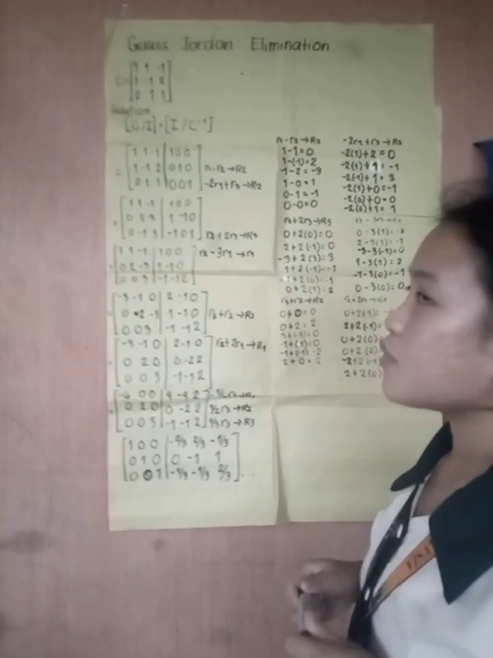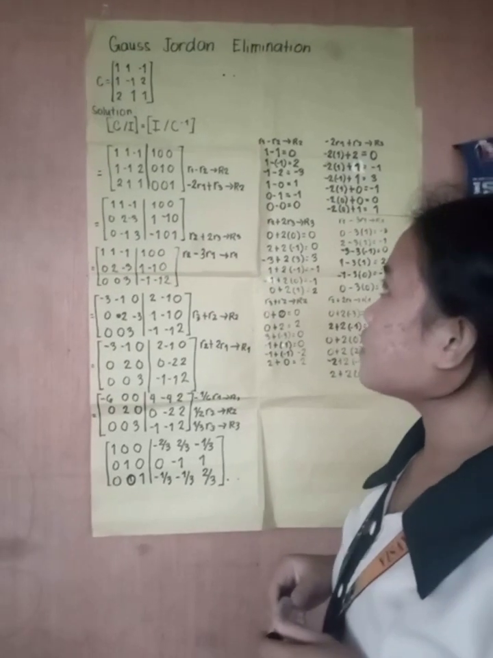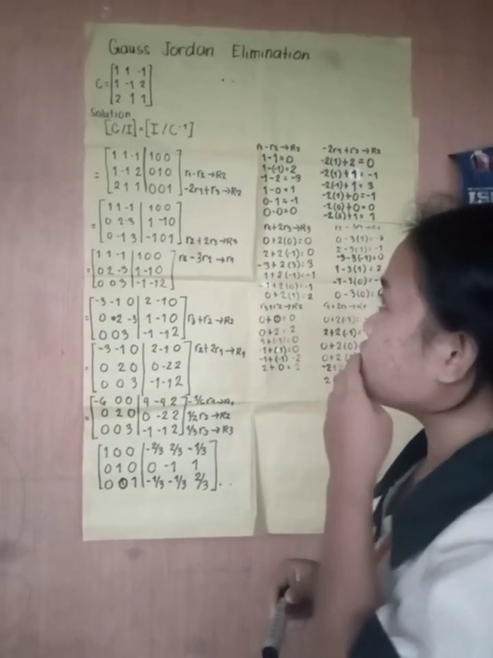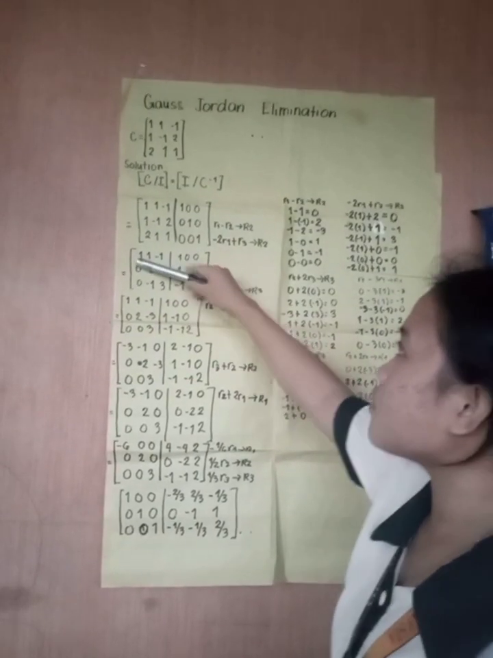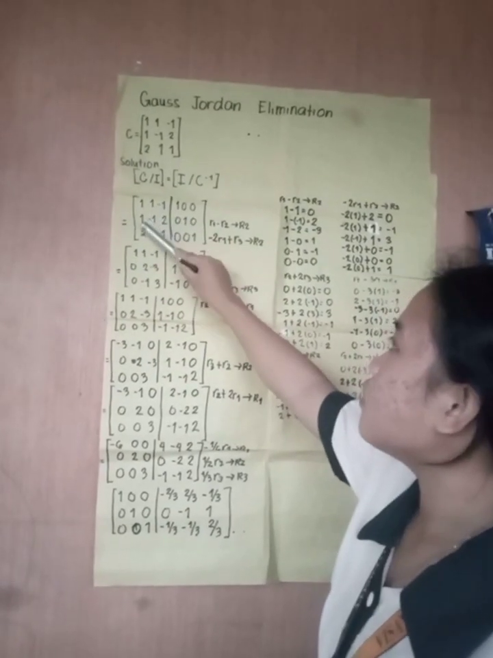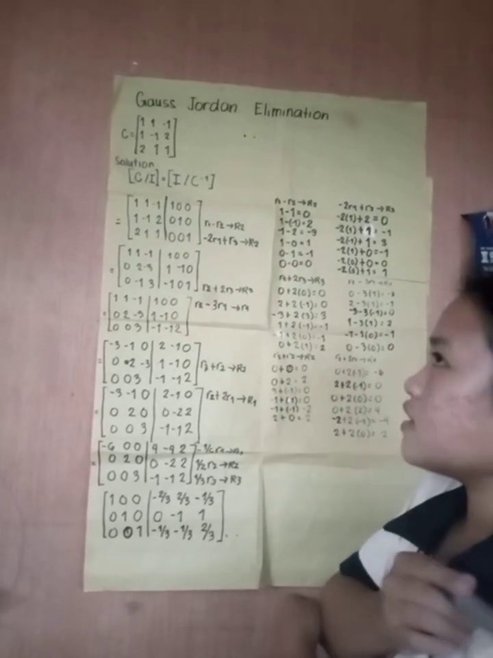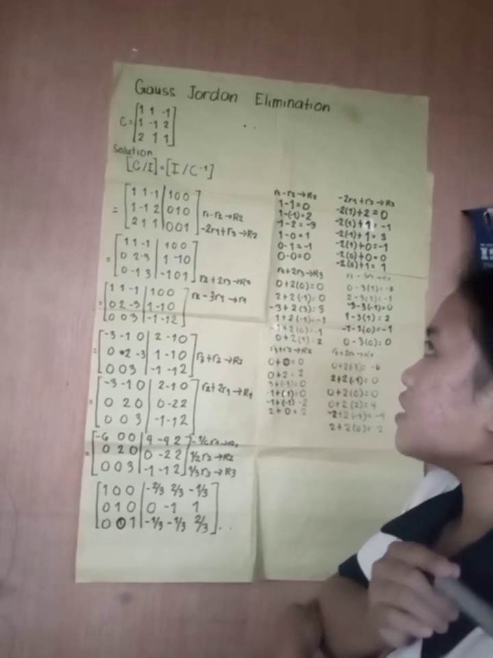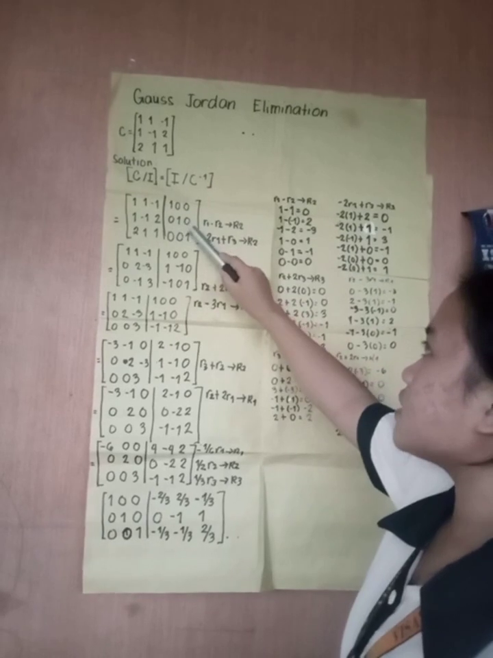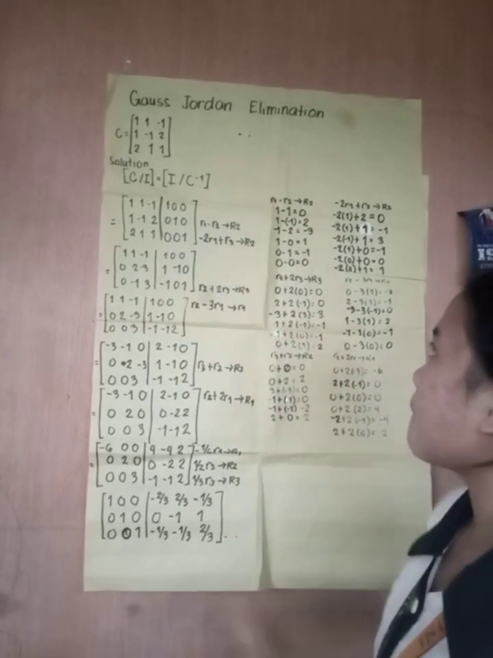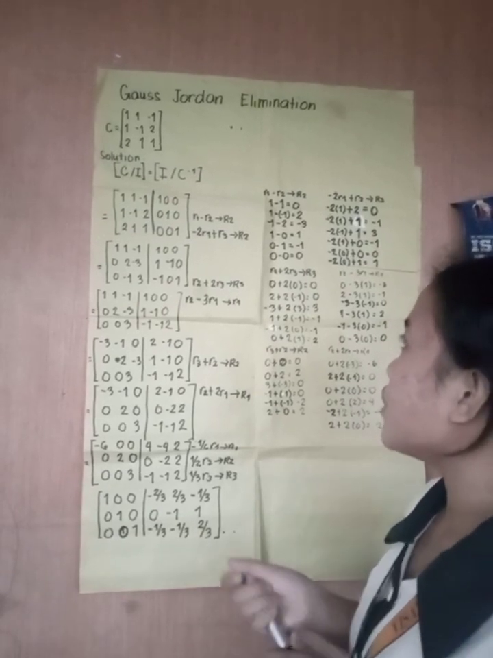Gauss-Jordan elimination. So we have the matrix C: 1, 1, negative 1, 1, negative 1, 2, 2, 1, 1. So we will just copy the matrix C. We have 1, 1, negative 1, 1, negative 1, 2, 2, 1, 1. So we have the identity matrix 1, 0, 0, 0, 1, 0, 0, 0, 1.